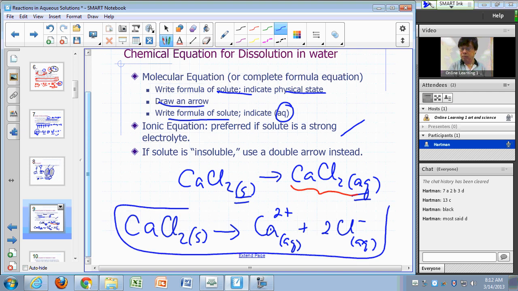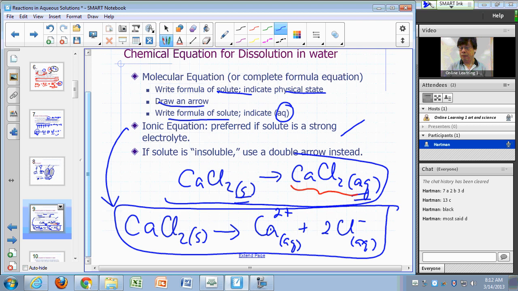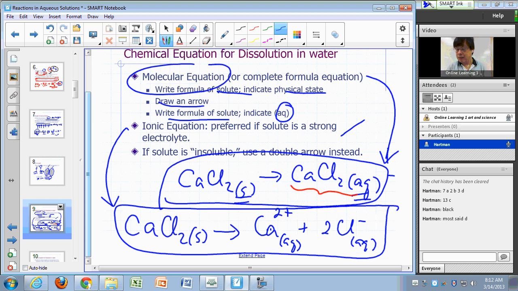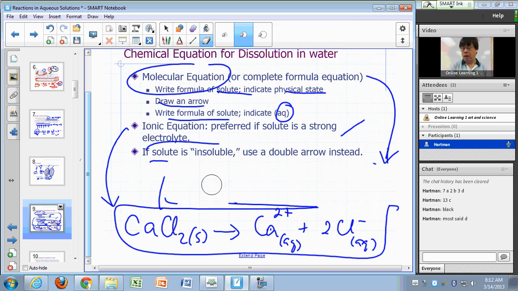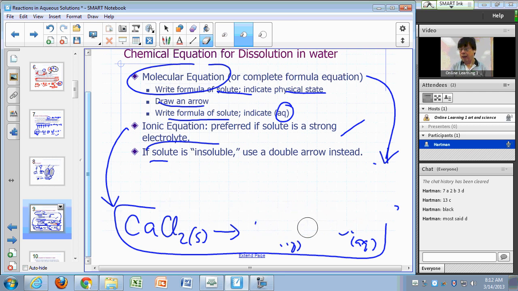Okay, so this would be what we would call an ionic equation, and this thing right here is what you would call your molecular equation or complete formula equation. You're writing the ions as one whole thing, as though it's a molecule. Now, if your solute happens to be insoluble, what does insoluble mean? That means it doesn't dissolve in water. Then use a double-headed arrow instead.